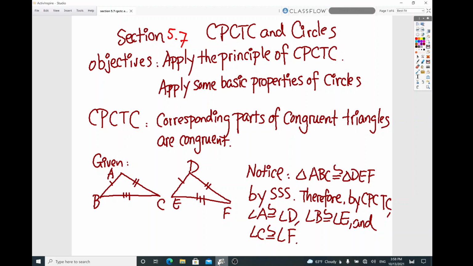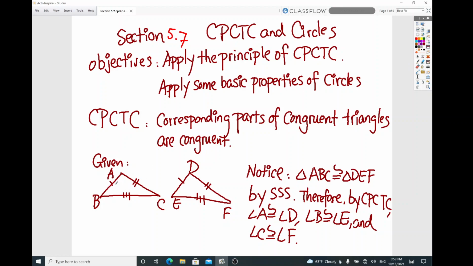So let's say we do have two congruent triangles. This one basically can be proved by side, side, side. Therefore, by using CPCTC, angle A is congruent to angle D, and angle B is congruent to angle E, and then angle C is congruent to angle F. As you can see, the corresponding parts of the congruent triangles must be congruent.